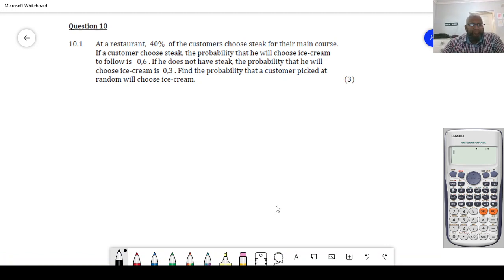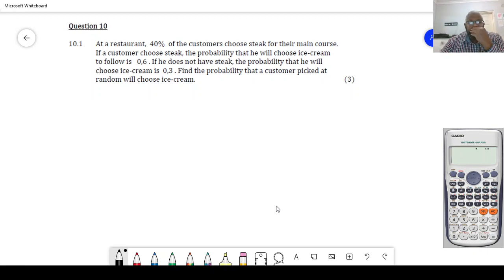Good evening. So today we're looking at question 10 from the Metro Central Education Department's common paper, 2021. In this video we'll cover question 10 as well as question 11, which is the bonus question. So we're on 10.1.